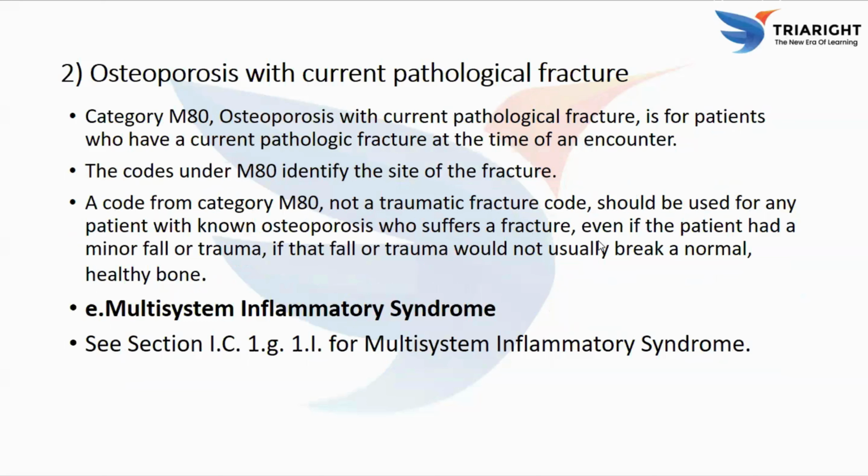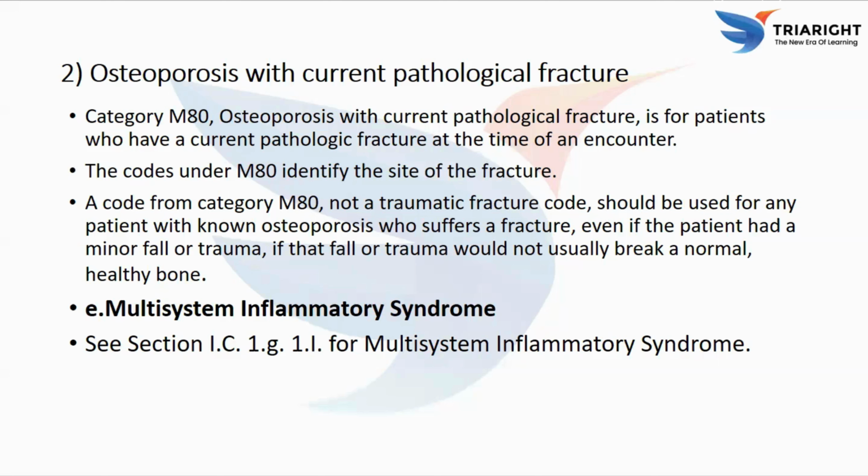So what does this section mean? This part discusses how to code osteoporosis when the patient currently has a pathological fracture, a fracture caused by weakened, fragile bone due to osteoporosis. Osteoporotic bone can break even with minimal trauma such as twisting, bending or a very small fall. So category M80 is used when the patient has osteoporosis and currently has a pathological fracture at the time of their medical encounter. You must always use M80 whenever a fracture occurs in the osteoporotic bone, even if the injury seems minor.